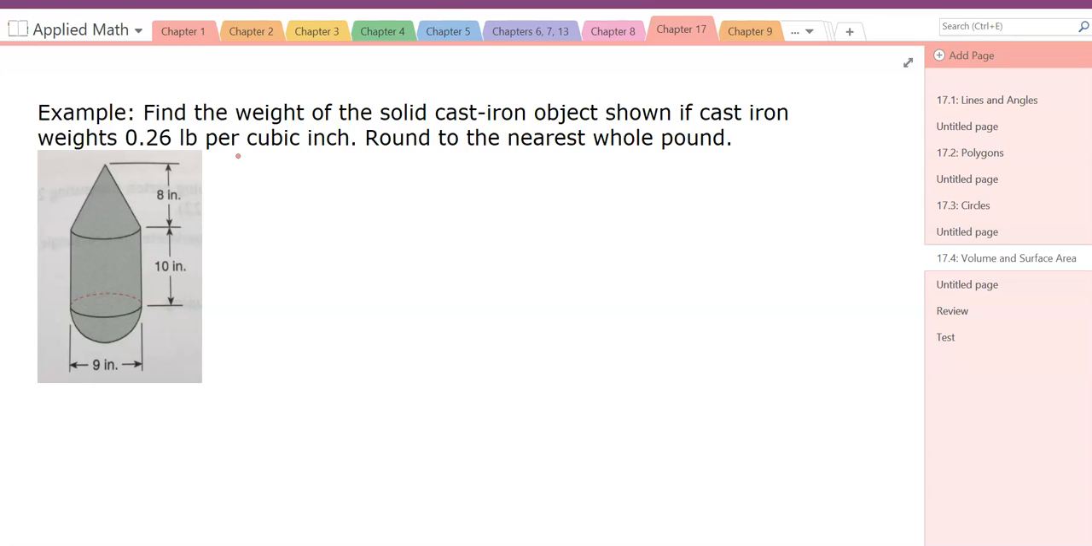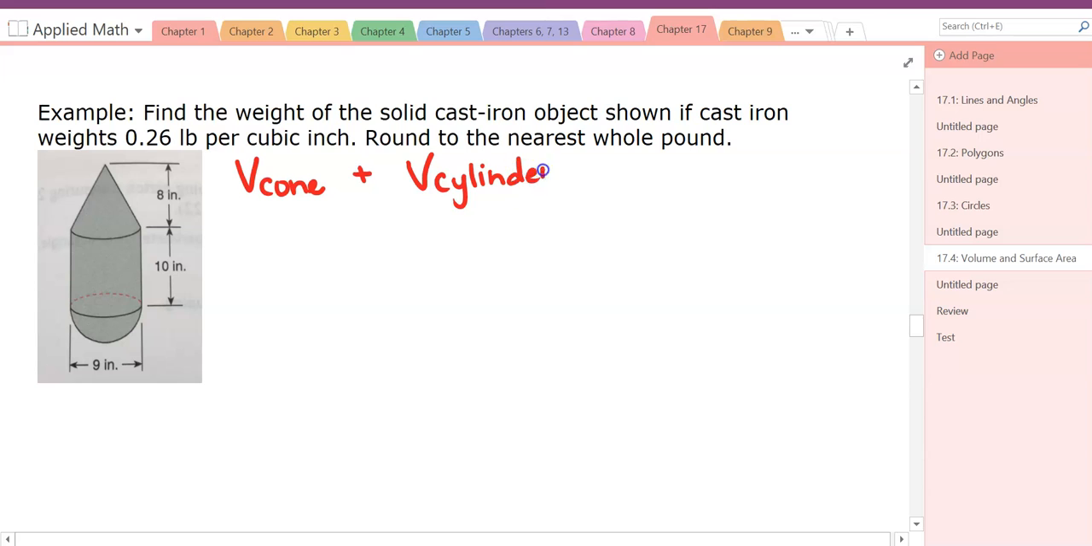A cone. Okay, so a cone, a cylinder, and not quite a full sphere, but I'm going to do a half, or a hemisphere. So the bottom is just going to be half of a sphere, or a hemisphere. So I'm going to break this into pieces: I'm going to find the volume of a cone, then add it to the volume of a cylinder, and then add it to the volume of a hemisphere.